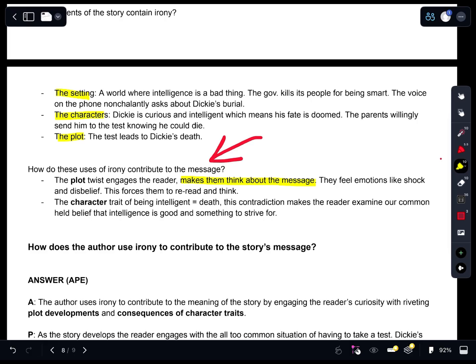Okay, next, the character. So the character trait of being intelligent equals death. That's pretty ironic. So you are intelligent, you die.